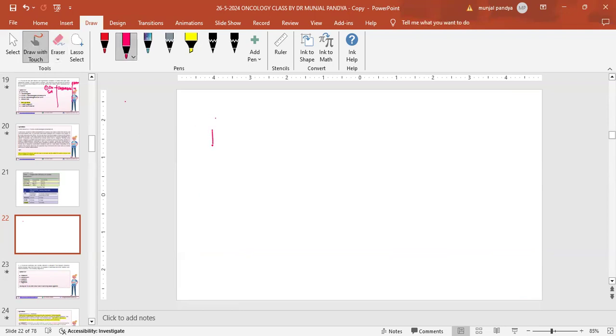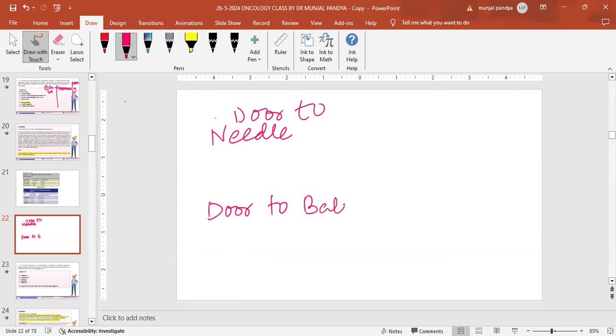There is a technical word, door to needle, and door to balloon. Have you heard of this word? Door to needle and door to balloon. Door to needle, when the patient comes to you in the emergency room, the maximum time door to needle is 30 minutes, meaning thrombolytic. If you want to do the thrombolysis, preferably do it within 30 minutes because it has the maximum advantage. The longer the time, 60 minutes, 90 minutes, 120 minutes, heart muscle will die.